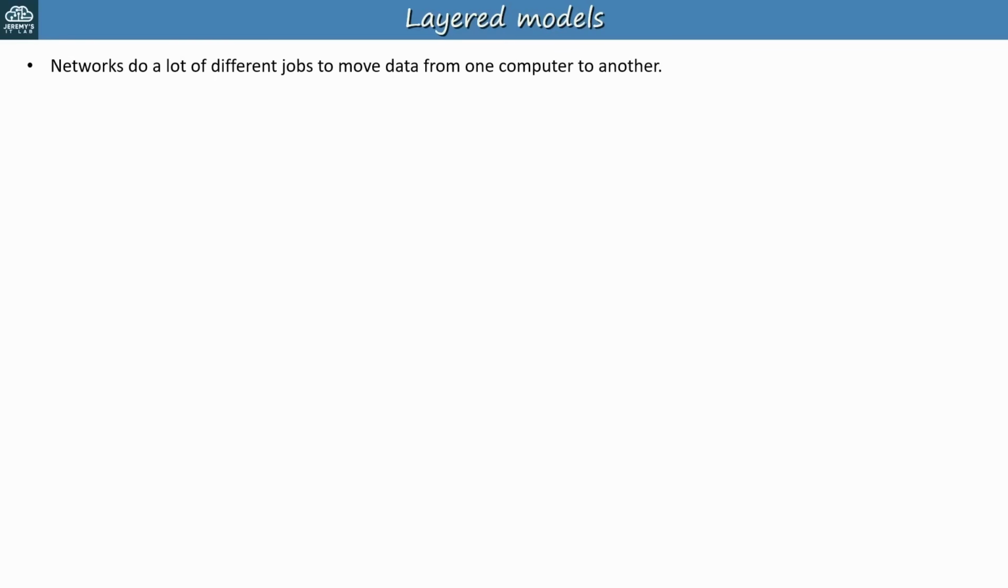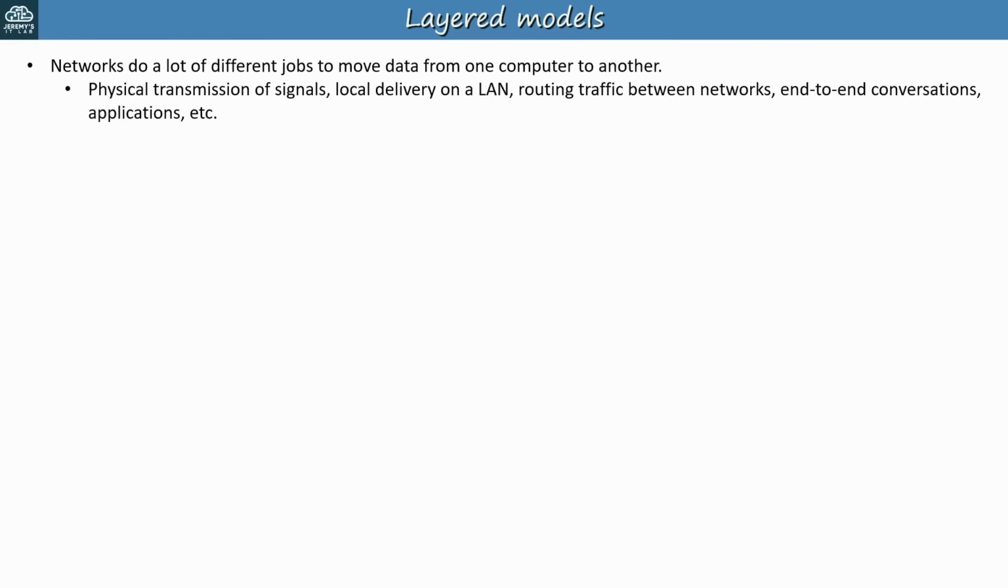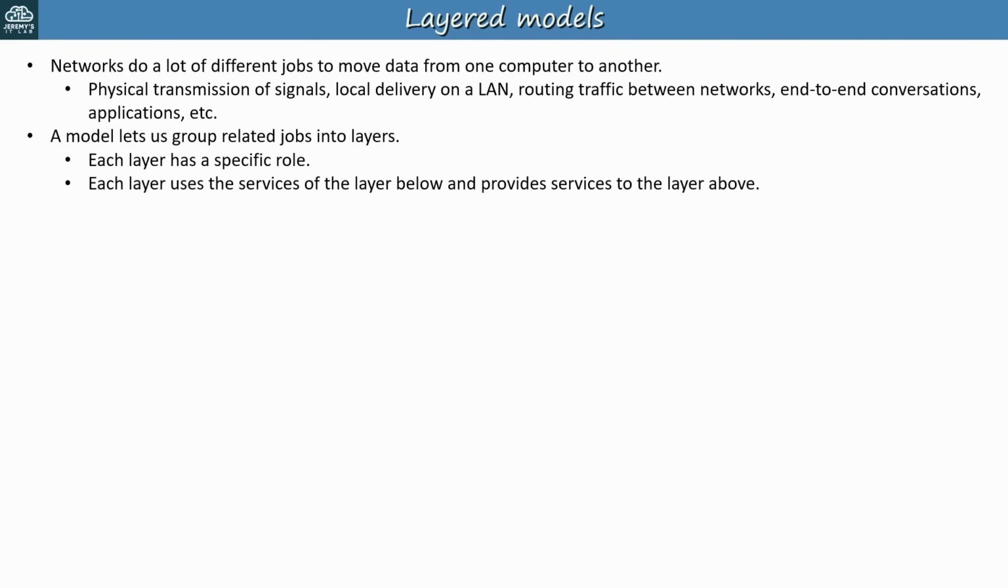Networks do a lot of different jobs when they move data from one computer to another. Things like the physical transmission of signals, local delivery of messages on a LAN, routing traffic between networks, maintaining end-to-end conversations, and the applications themselves. A model lets us group related jobs into layers. Each layer has a specific role, and each layer uses the services of the layer below and provides services to the layer above. We'll come back to this idea later.